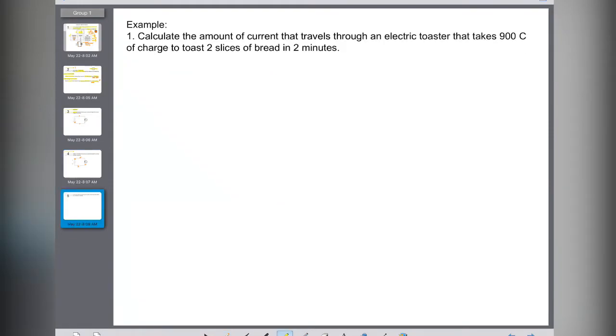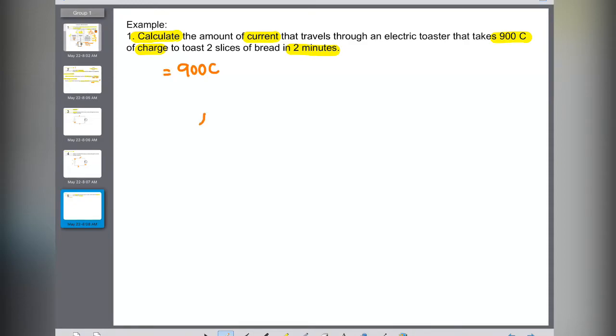Okay, sample problem. They want you to calculate the current that travels through an electric toaster that takes 900 coulombs of charge to toast 2 slices of bread in 2 minutes. All right, let's write out our given. I have 900 coulombs of charge. So I have 900 coulombs. This is so not familiar.